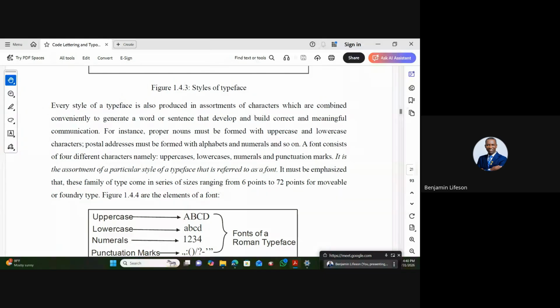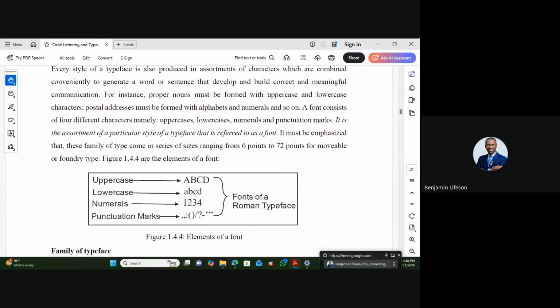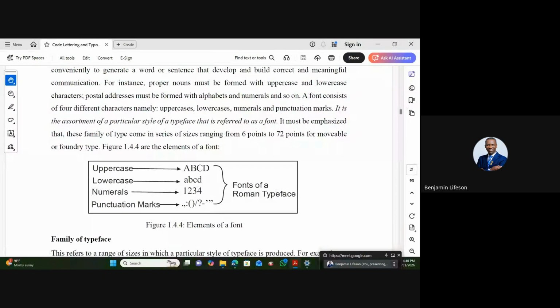For instance, proper nouns must be formed with uppercase and lowercase characters. Postal addresses too. So it means that uppercase is one of the assortments. So it is a font. Uppercase, that's the font. We have lowercase, we have the numerals, and so on. Punctuations. So these are fonts of the typeface.